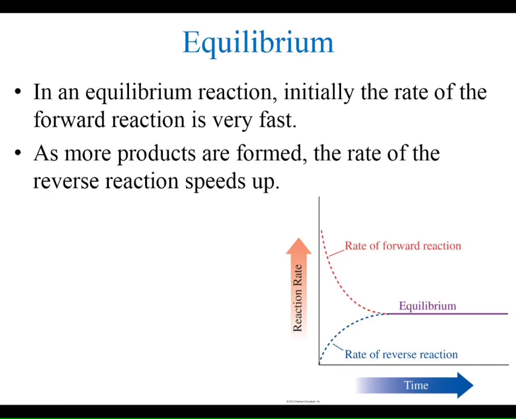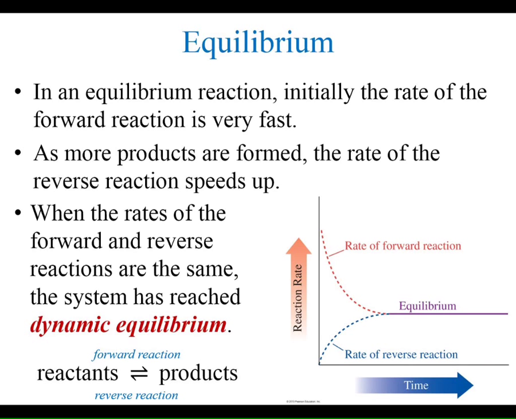Until you reach the point where the rate of the reactants colliding and turning into products is the exact same as the rate of the products colliding and going back to reactants. At that point, that's what's called equilibrium. It's normally called a dynamic equilibrium because it is still constantly moving. It's not static, where the reaction has stopped turning reactants into products and vice versa.